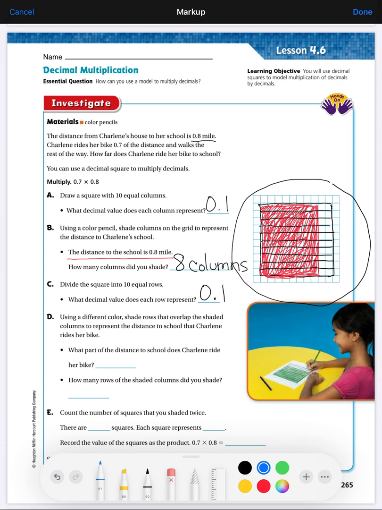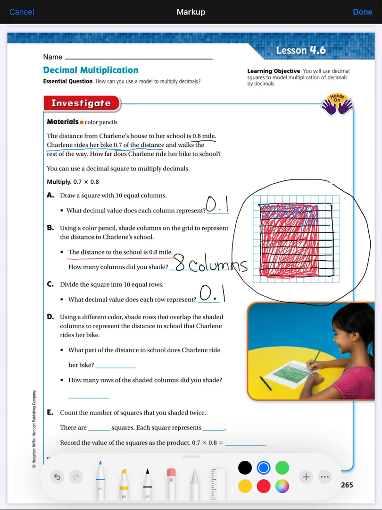Okay, so I'm going to use green. I'm going to use blue this time. And we're actually going to take the information from up top. So it says Charlene rides her bike 0.7 of the distance. That is the key information there. So we're going to look at this red part and we're going to shade in 7 of the red rows. Okay, 7 of them with blue. And that's going to overlap with the red.